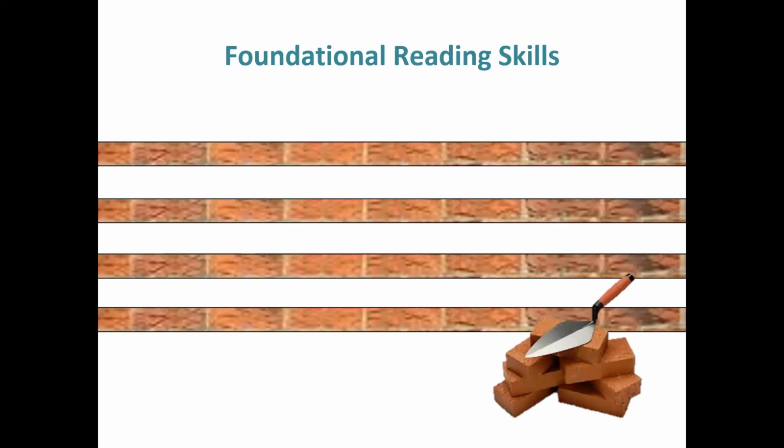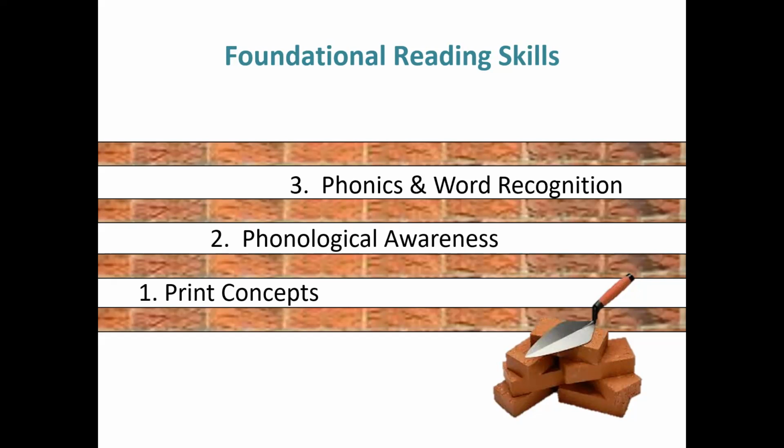The foundational reading skills for kindergarten through fifth grade include specific goals for print concepts. This is understanding the organization and basic features of print. Phonological awareness, which has to do with spoken words, syllables, and sounds. Phonics and word recognition, which is decoding and reading words. And finally, fluency, which is reading with a high level of accuracy at an appropriate rate with expression to support comprehension.